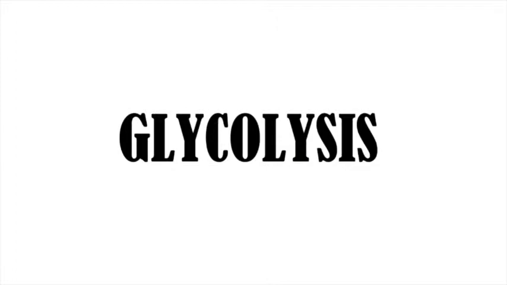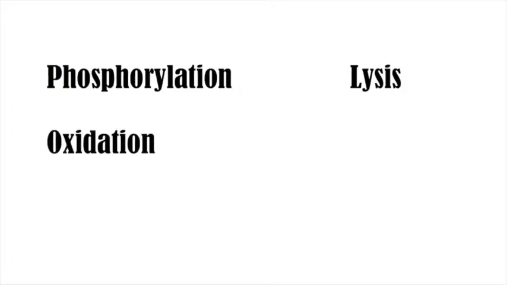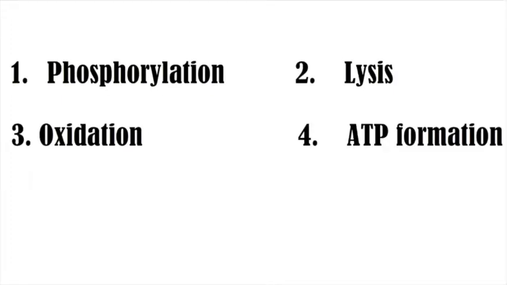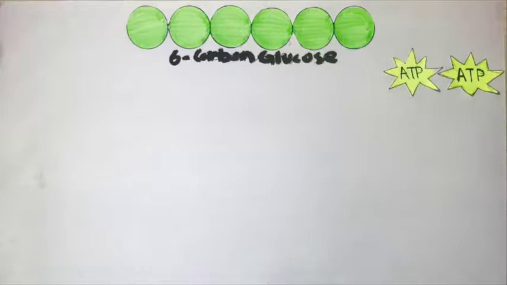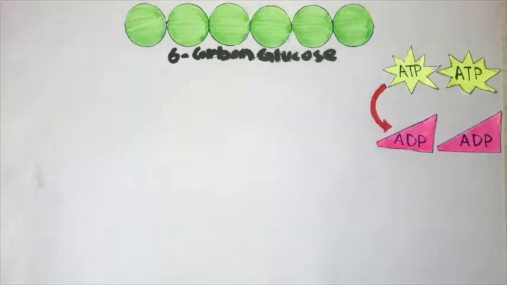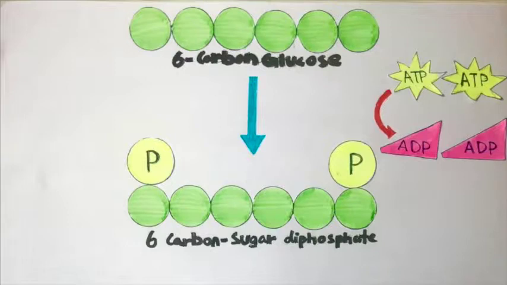Glycolysis involves 4 main key events: phosphorylation, lysis, oxidation, and ATP formation. The first step of glycolysis is phosphorylation. The glucose will be phosphorylated by 2 molecules of ATP, which makes molecules less stable and more reactive and also prevents diffusion. In this step, ATP molecules are consumed and a 6 carbon sugar biphosphate is produced.